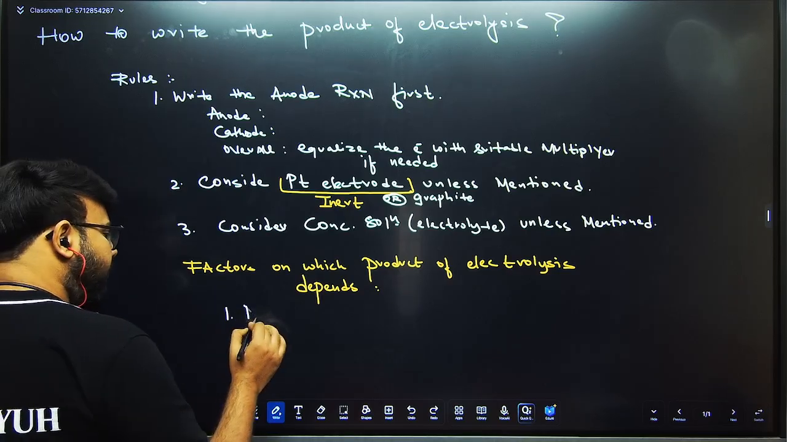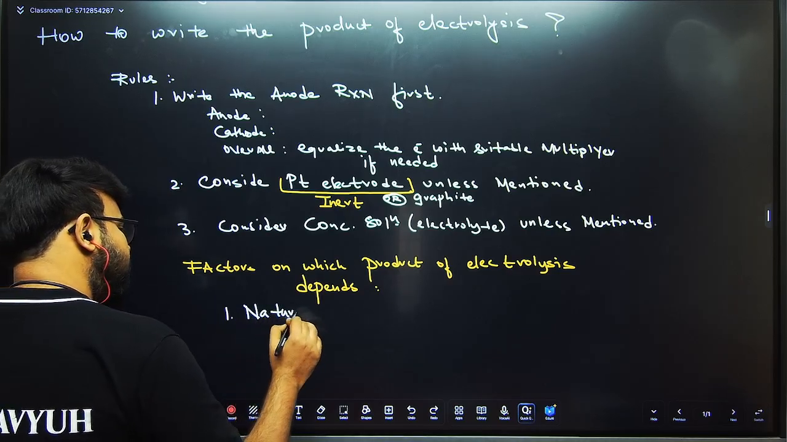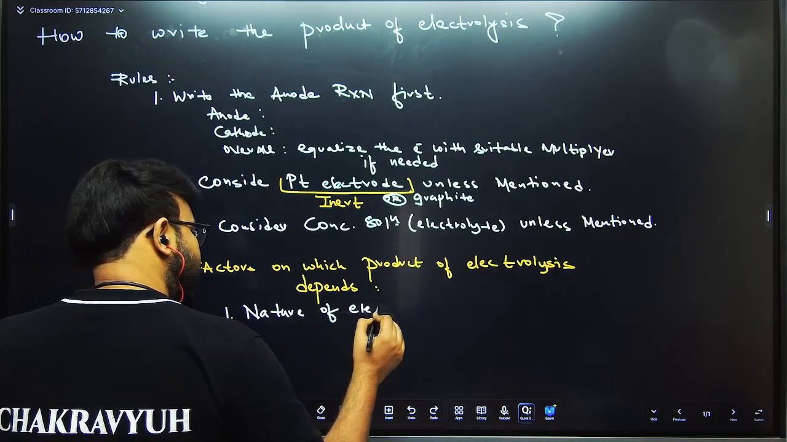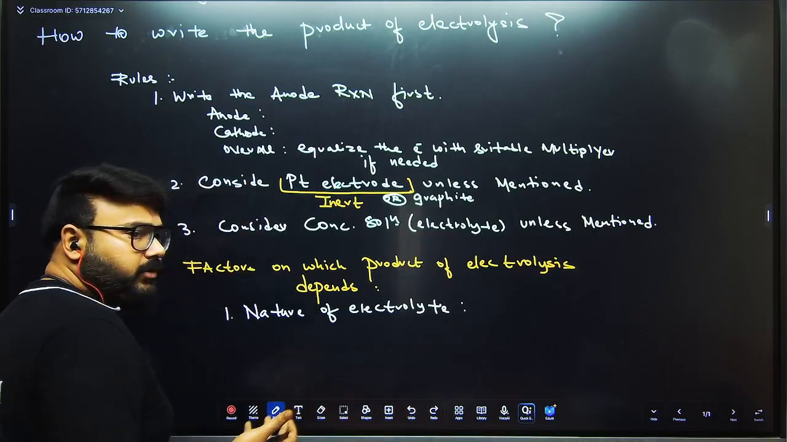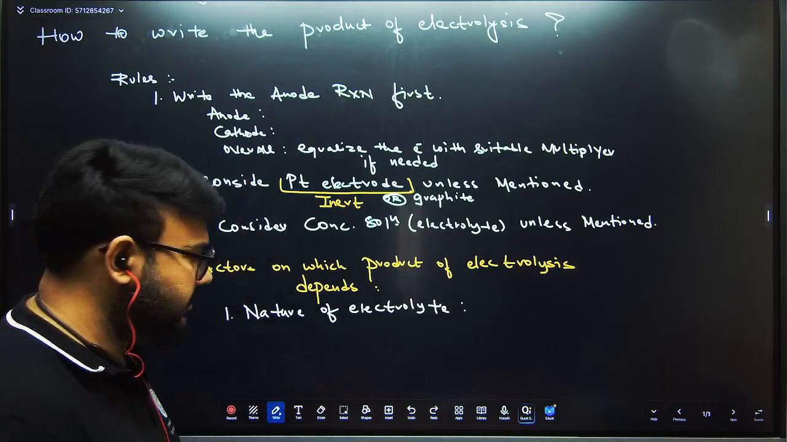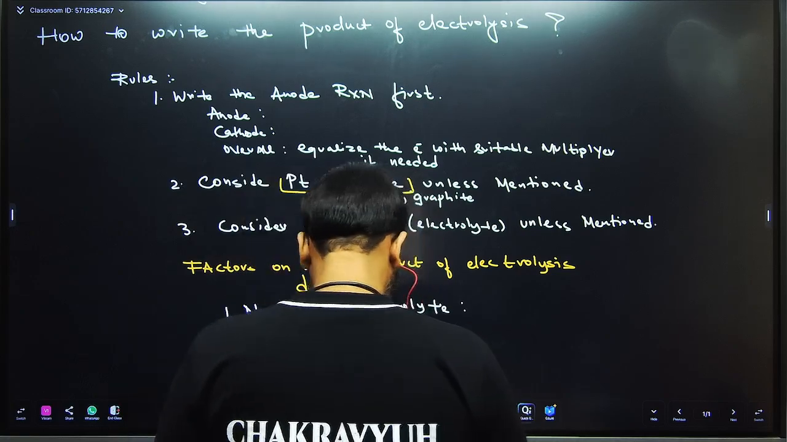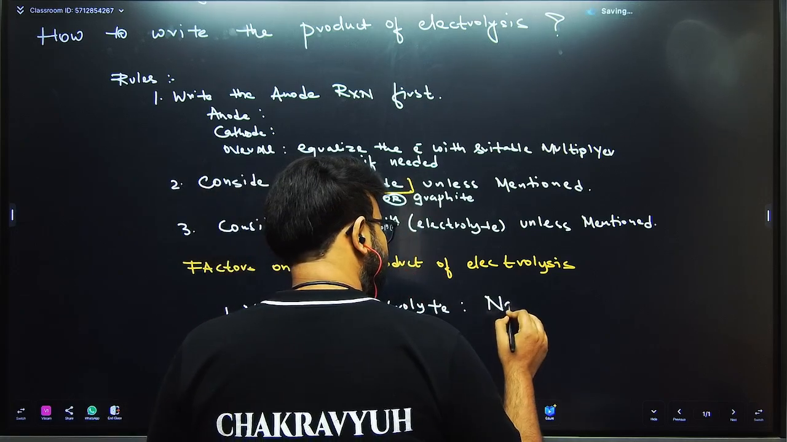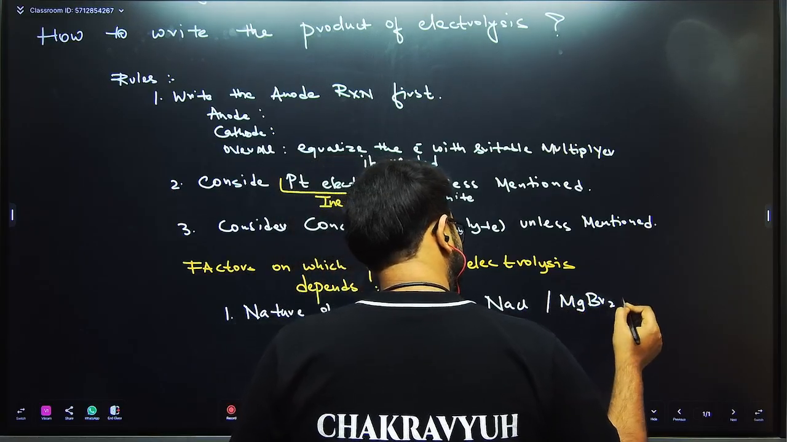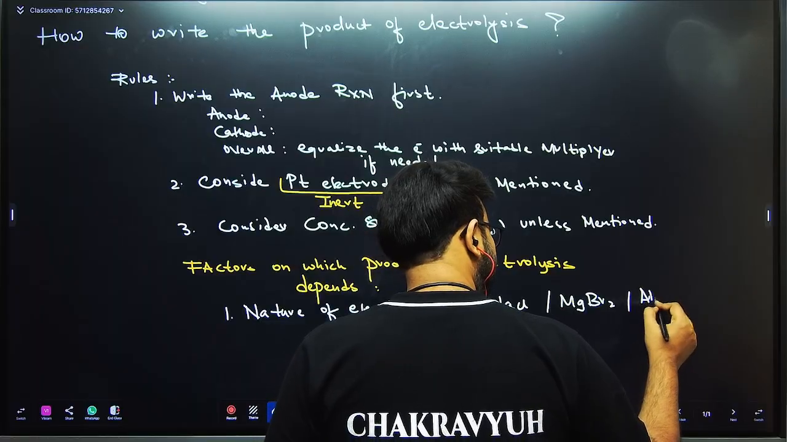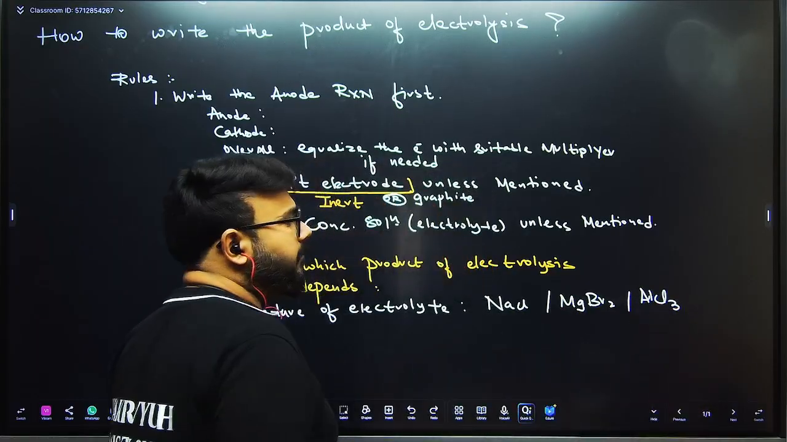First is the nature of electrolyte, like whether it is more ionic or covalent. Let's say, is it NaCl or MgBr2 or AlCl3? I hope it's clear.